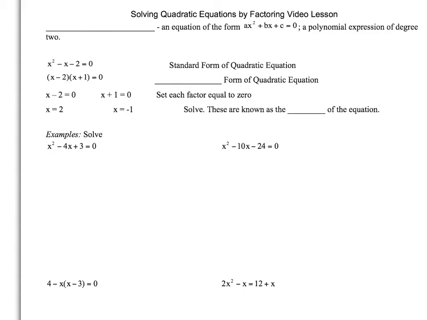Today we are going to solve quadratic equations by factoring. An equation in the form ax squared plus bx plus c equals 0, or any equation where the highest power is 2, is called a quadratic equation.